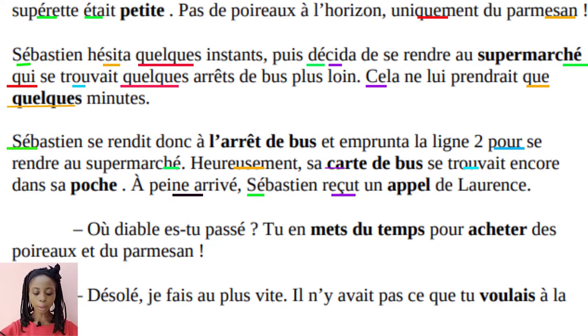Un appel de Laurence. Où diable es-tu passé? Don't let us forget our E accent aigu. Tu en mets du temps pour acheter des poireaux et du parmesan. Don't let us forget our U sound for pour and our S in between two vowels for parmesan. Désolé. So we could see our E accent aigu and our S in between two vowels. Je vais au plus vite.